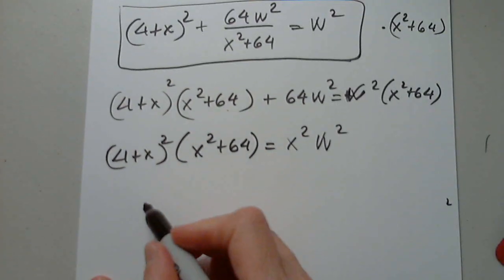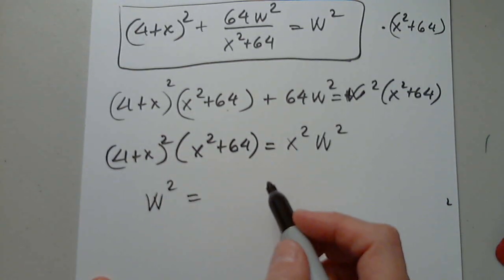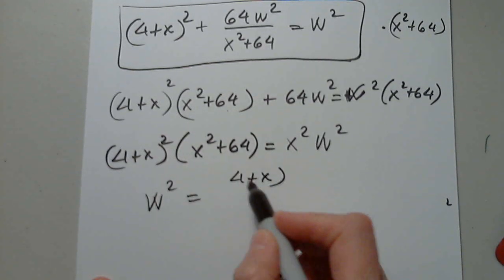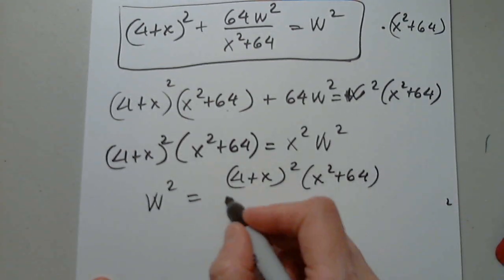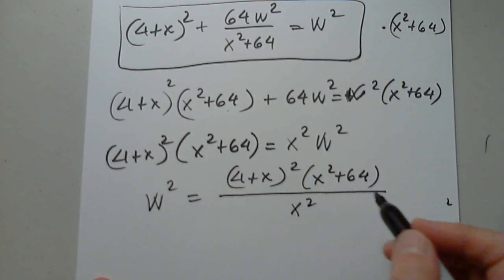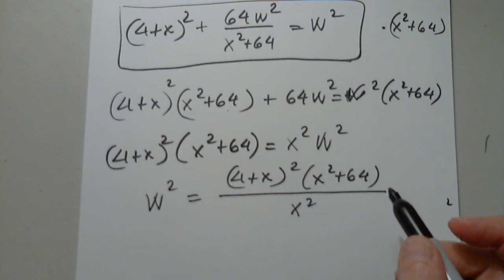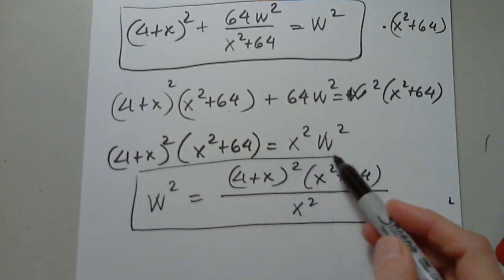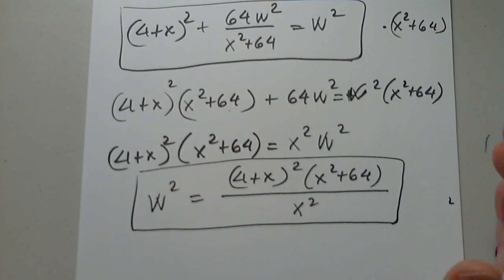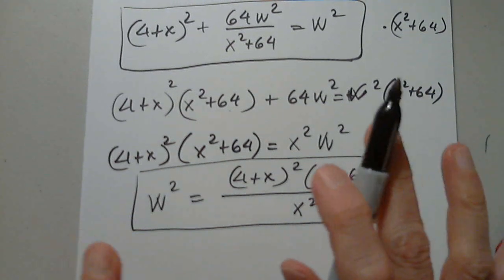Okay. So w squared equals 4 plus x squared plus 64 over x squared. Gee whiz. Okay. So I'm happy because I finally have some closure here. I have w as a function of x only.